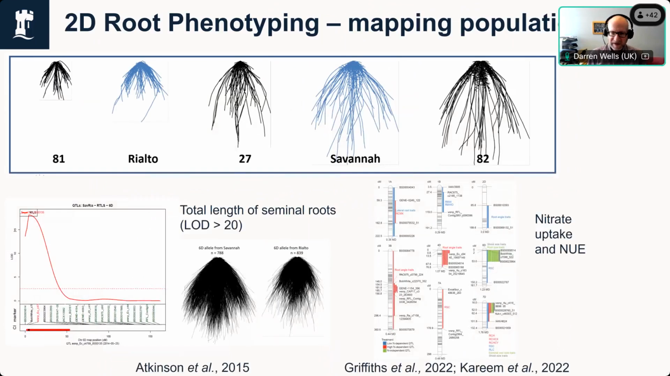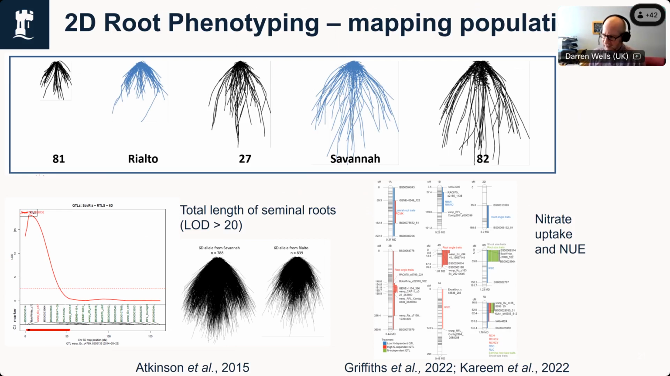And so the obvious use for this kind of system is to look at mapping populations. So I've introduced John's work. John looked at the Rialto Savannah double haploid population. And because we have the full sequences of the population, because we have this phenotypic data from those 2D experiments, we could go hunting for QTLs, and we have a very strong candidate on chromosome 6D for early vigor. In these seedlings, it seems to promote larger, faster growing root systems.